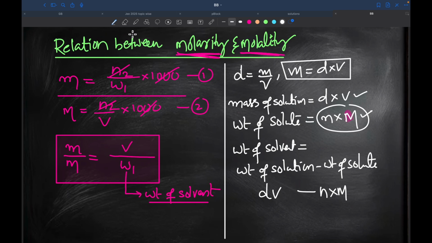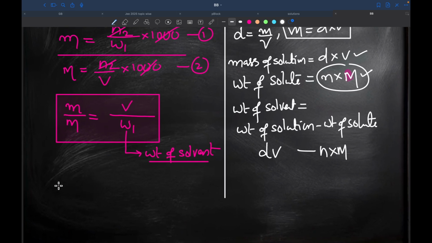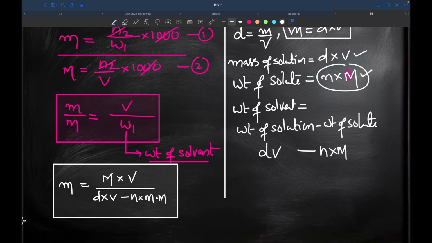So my molality equals capital M multiplied by V over, so what should be written? Density into volume minus n into molar mass. So this is the molar mass of solute. So this formula is the relation between molarity and molality, right?